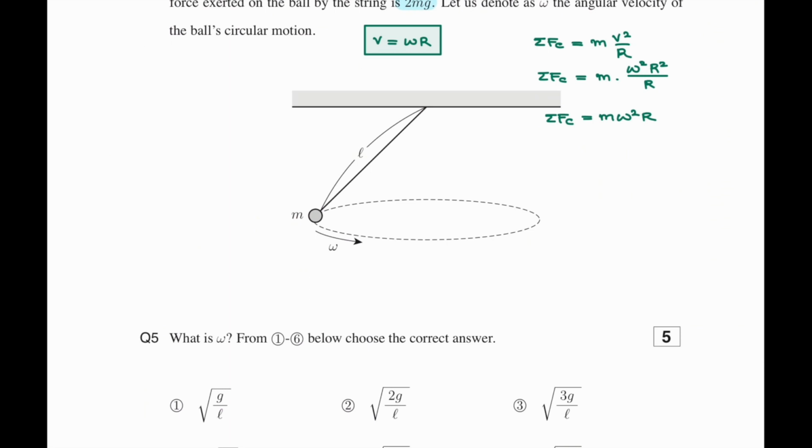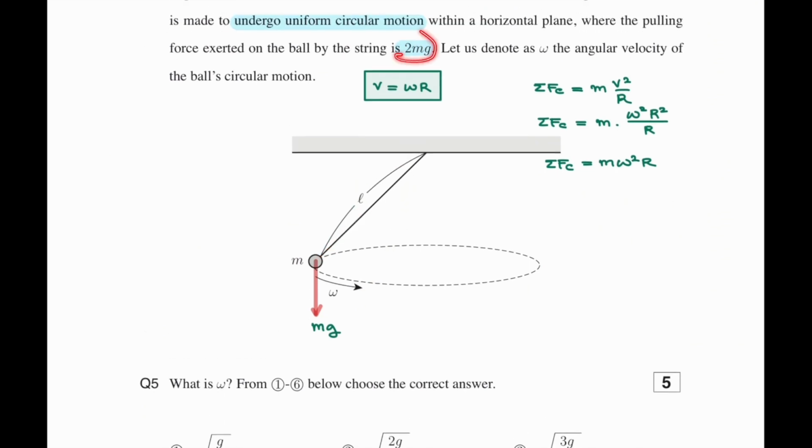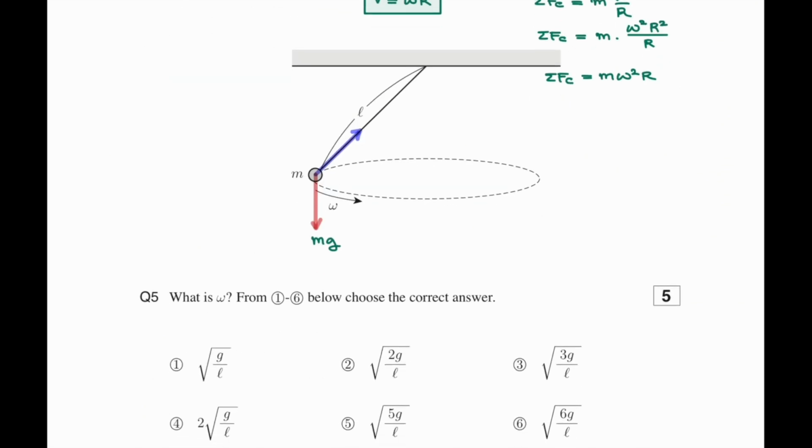Okay, if I try to draw the free body diagram for this case, of course we have weight, which is vertically downward. This is my weight, m times g, and then I have tension here. The magnitude of the tension is 2 mg. As you can see from this diagram, the force that provides the center-seeking force, or the centripetal force, is this one, because you can resolve 2 mg into the horizontal direction. This is the center-seeking force, which is the centripetal force.